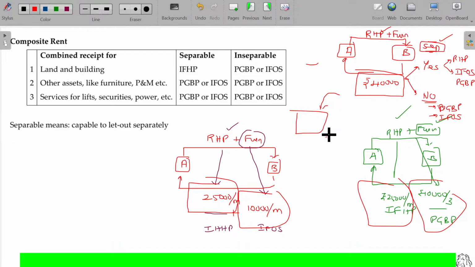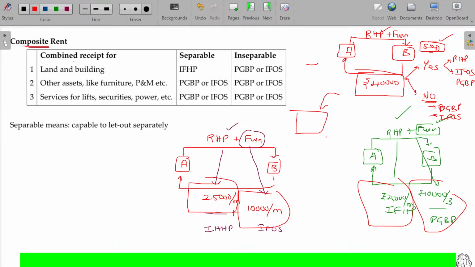Even cinema theatres and factories, also buildings. But I cannot let out the building alone separately because I invested, and all the things are fixed. Now I am able to let out only along with these two. It is not possible to segregate. In those cases, that rental income may be either PGBP income or income from other sources, as the case may be.